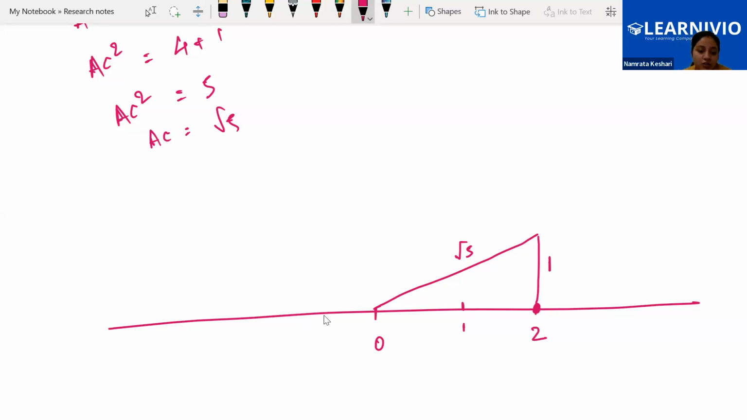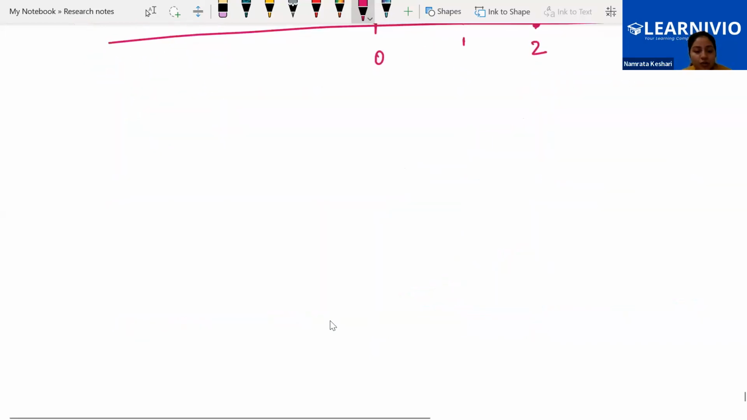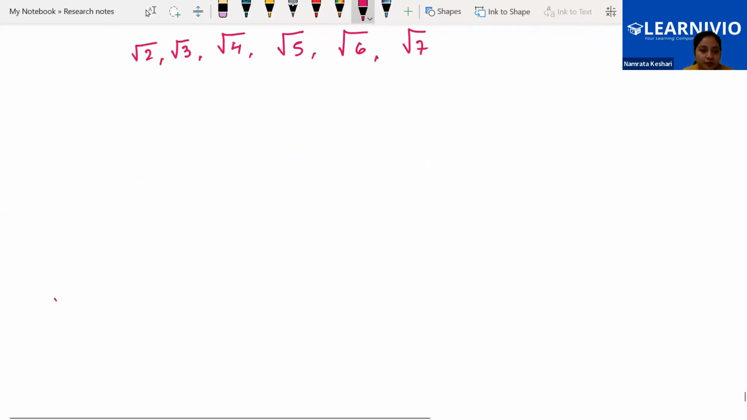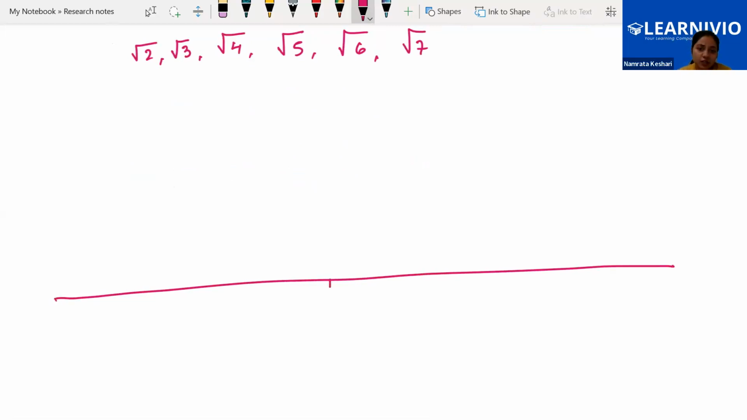This type of question will not come in the exam, but if there is a classroom activity where you have to represent the square roots of all the numbers, like root 2, root 3, root 4, root 5, root 6, root 7, on the same diagram, see what you will do. This is just an activity. If you have to do it, this is how you can proceed.